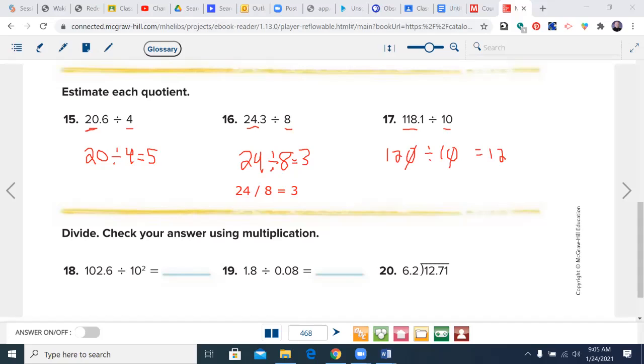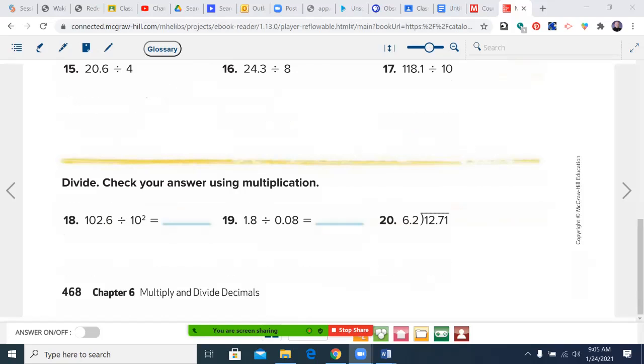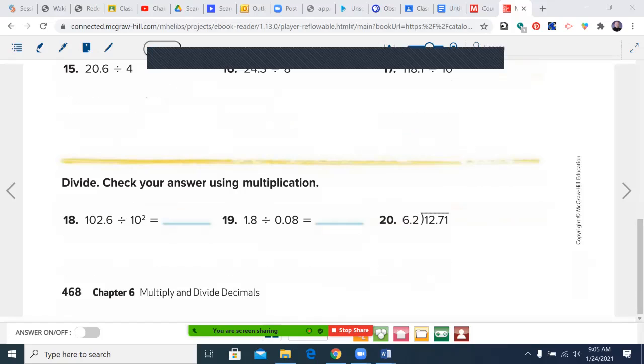We want to make these things easy to do in your head. I'm going to go ahead and clear the drawings, and let's get into 18, 19, and 20. I'll do number 18, and I'm probably going to ask you to do number 20. And number 20 is going to be tough, but you'll get it.